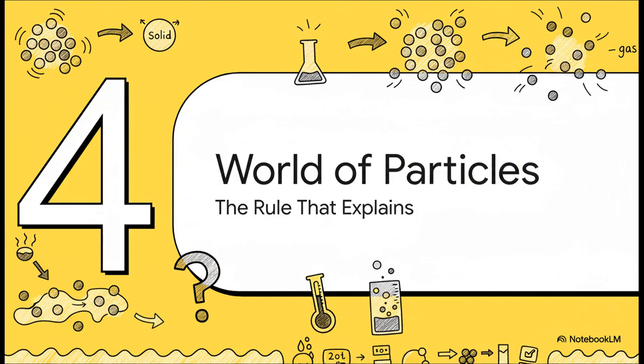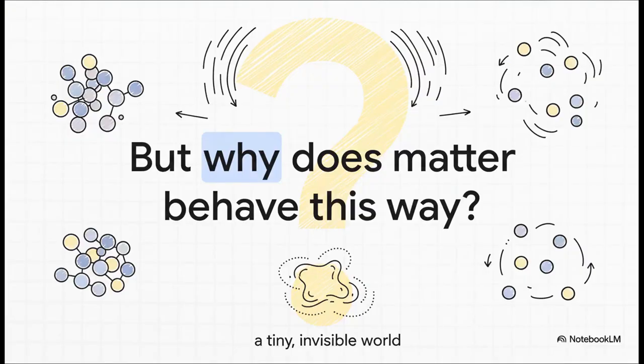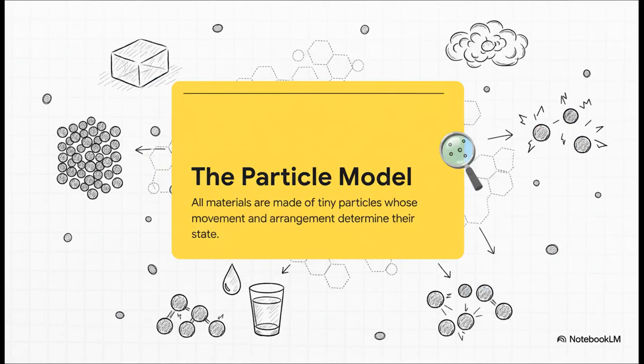But we haven't gotten to the biggest question of all. Why does a solid hold its shape, but a gas just spreads out everywhere? To understand that, we have to shrink down and look at a world that's completely invisible to our eyes. And here it is. This is the big secret that explains everything. It's called the particle model. The idea is that all matter, everything, is made of incredibly tiny little particles that are always moving. And whether something is a solid, a liquid, or a gas just depends on how those particles are acting.